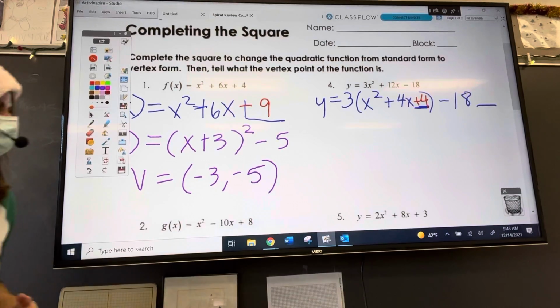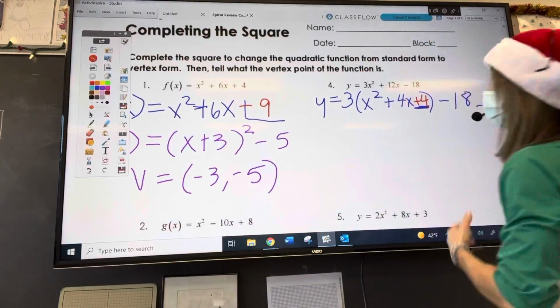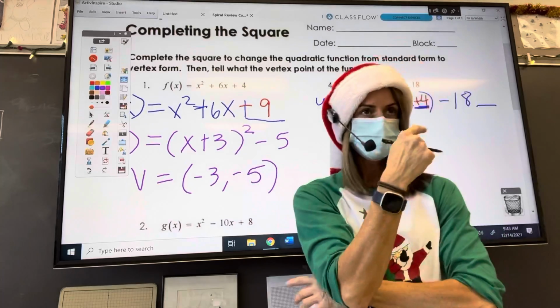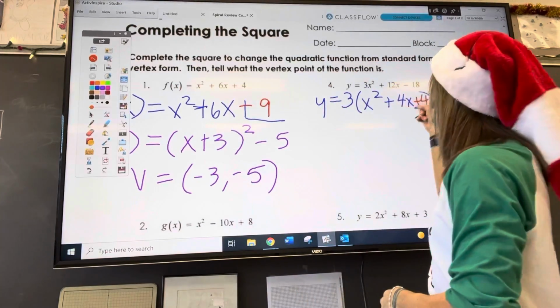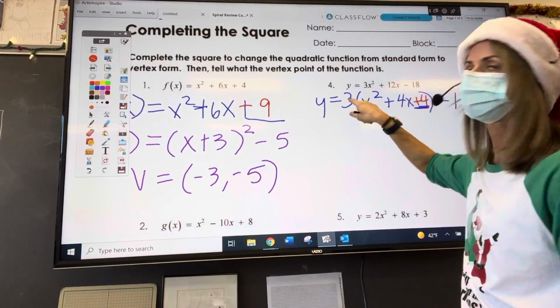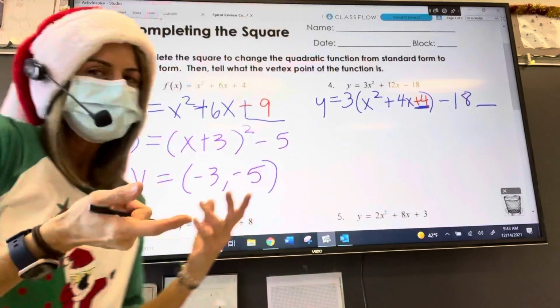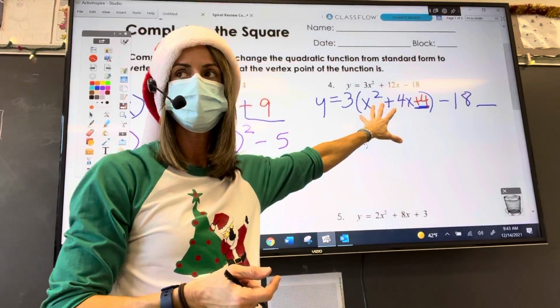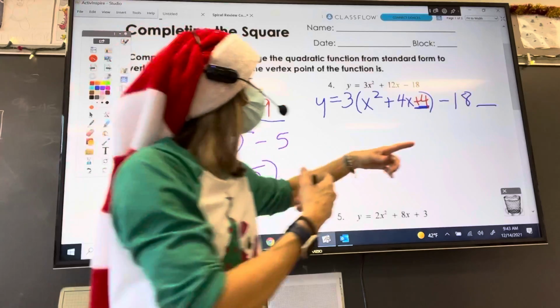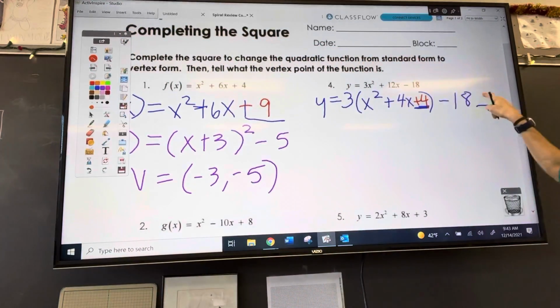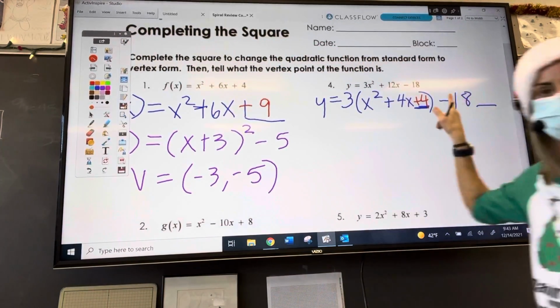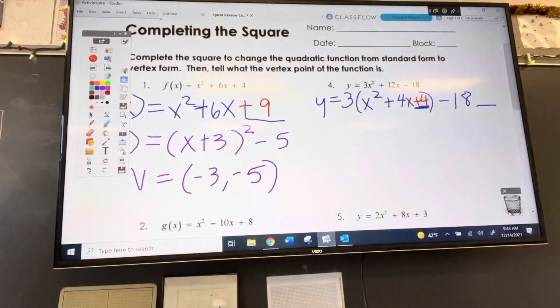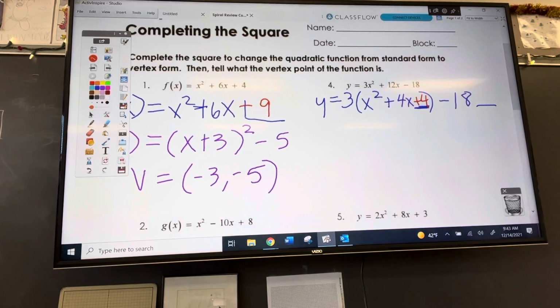Now, we didn't actually add a 4. This 4 is inside this parentheses that is being multiplied by a 3. So technically, that's a 12 that we just added to that side of the equation. So we have to, what do you think, what number are we going to put here? Exactly.